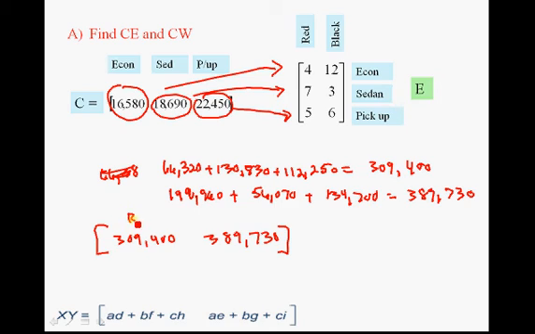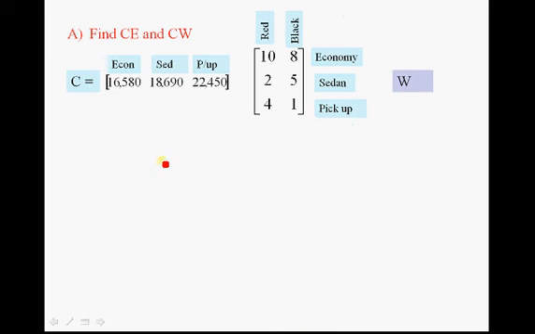Now remember, this is the number of red and this is the number of black, and this represents the total value of red vehicles and the total value of black vehicles. So on the inventory they have $309,400 of red vehicles, and the total value of black vehicles is $389,730. Then you do the same thing for C times W, and we end up with $292,980, the total value of red vehicles at the west side, and $248,540 worth of black vehicles at the west side.